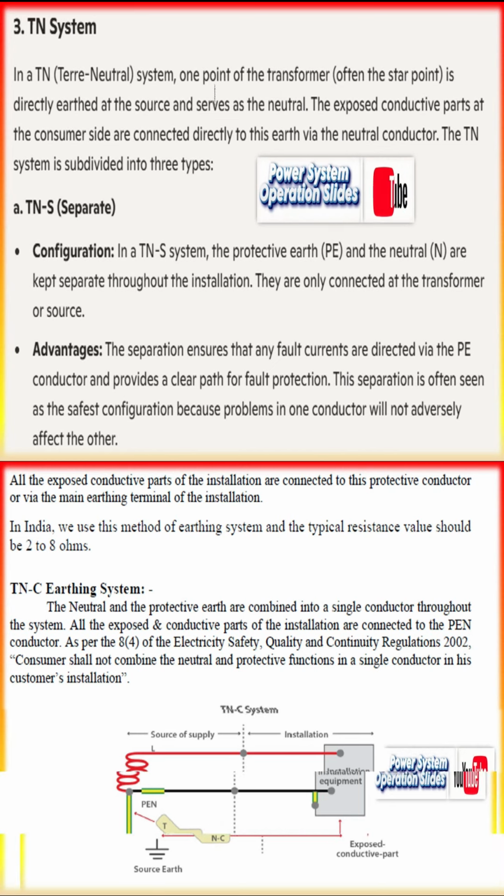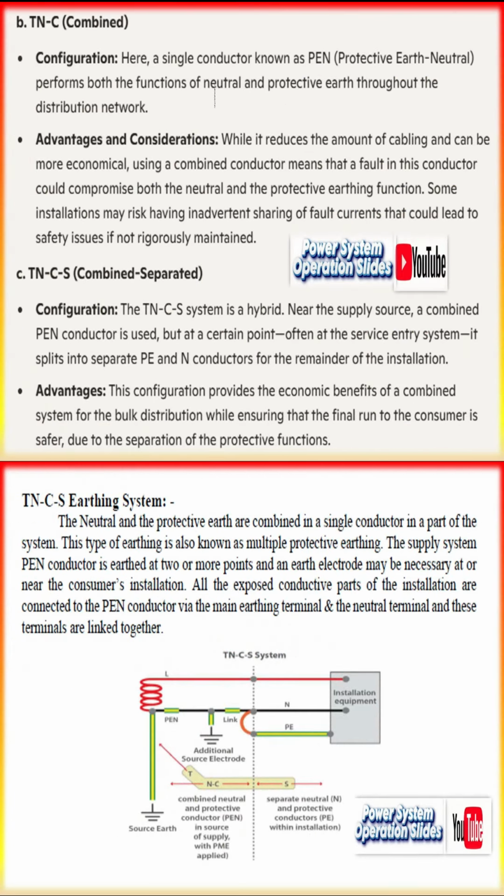How it works: because the neutral is isolated or only weakly tied to earth, a single fault such as a phase coming into contact with an exposed conductive part usually doesn't generate a large fault current, thereby allowing the installation to continue operating without immediate disconnection. The equipment's exposed conductive parts, however, are still connected to earth through local electrodes to prevent dangerous touch voltages.